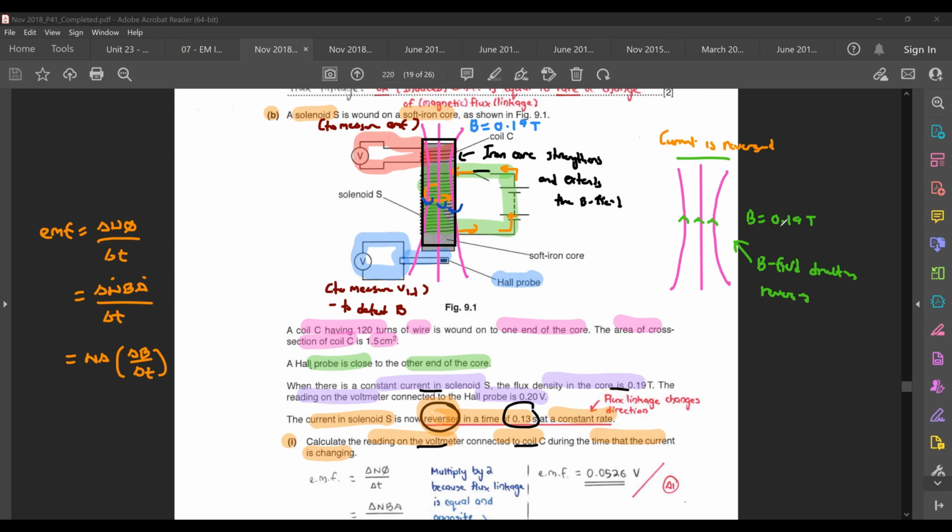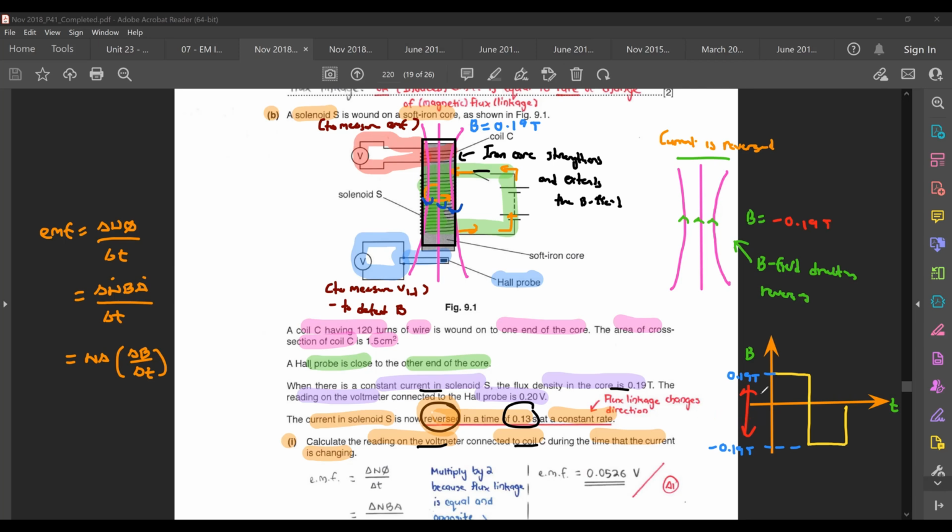So now if you are to plot a graph of say flux versus time, Φ versus t, it probably looks something like this. You want to find the change in flux. So here I could say that this was 0.19 Tesla. This is negative 0.19 Tesla. Maybe this one I want to put negative just so it's a bit clearer. So your change in flux density here is really just 2 times 0.19.